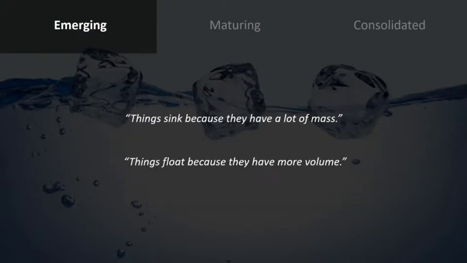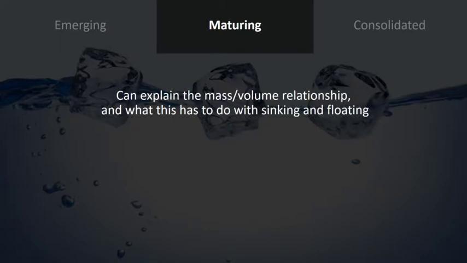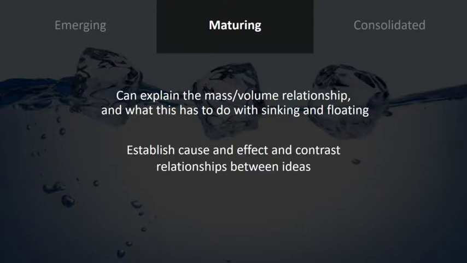Here are some student examples at the emerging level. The students establish a cause and effect relationship with the word because and explain scientific concepts using the words mass and volume. At the maturing level in their science understanding, students can explain the relationship between mass and volume and what this has to do with sinking and floating. In language, they do this through establishing cause and effect and contrast relationships. Students also increase their use of technical vocabulary to explain scientific concepts.